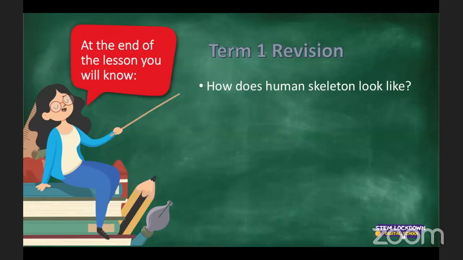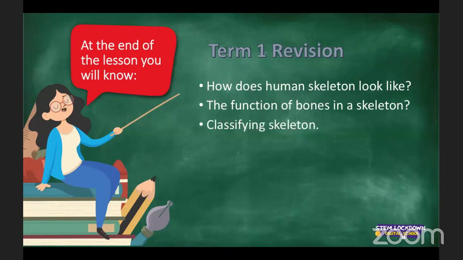And so far, for the past two days, I've been showing you human skeletons and what they look like and what makes our bones strong. I showed you a picture of what makes our bones strong, which is milk, because it contains calcium. Then the objectives of the lesson are that you'll know the functions of the bones in a skeleton. Also, you'll know how to classify skeletons.